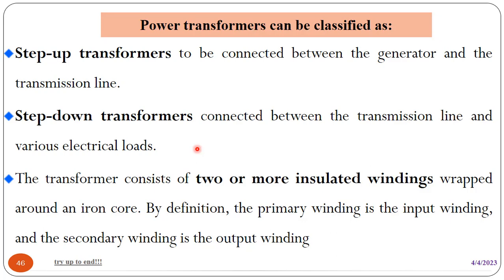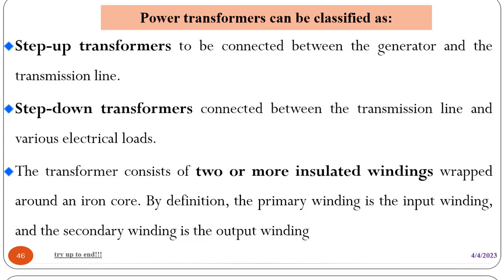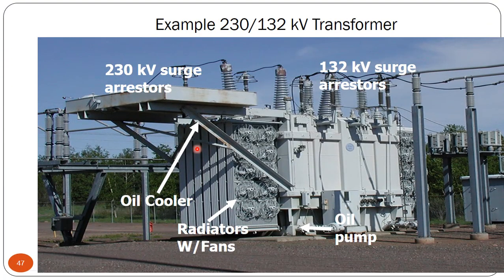Two windings in original, wrapped around an iron core. By definition, the primary winding is the input winding and the secondary winding is the output winding. Look, this is the same thing. This is the radiator. Radiator or fan. The oil pump is the same thing.